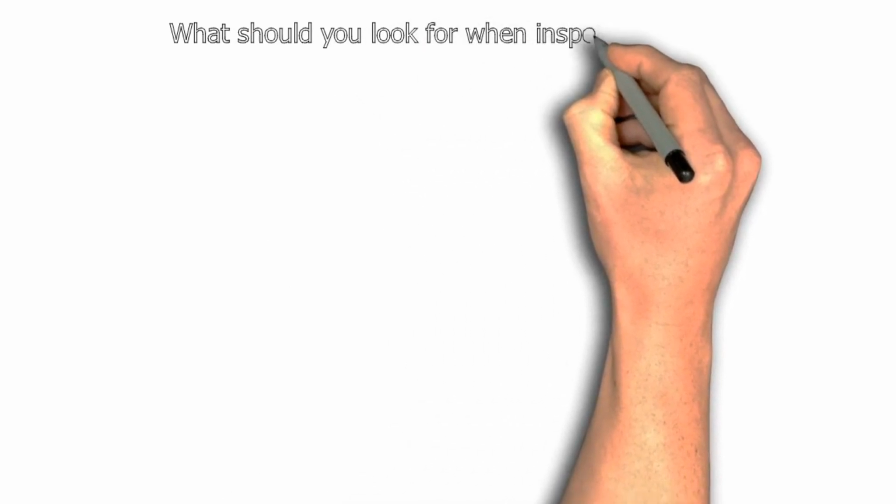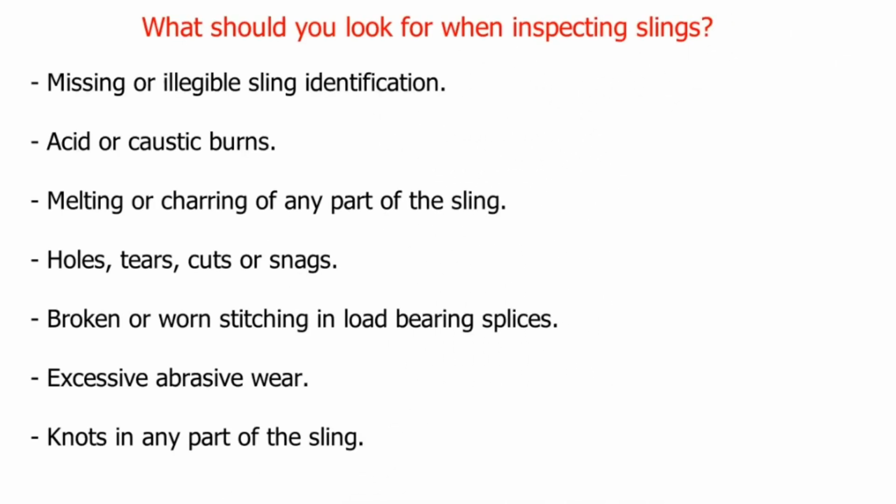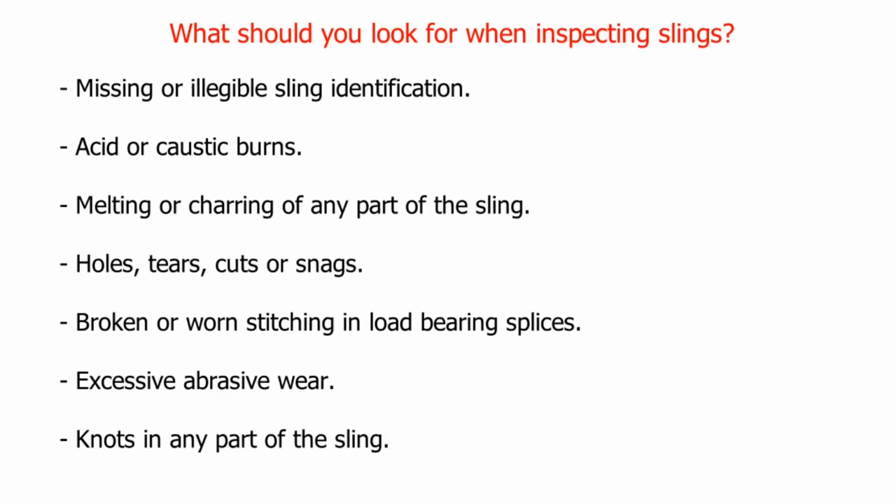What should you look for when inspecting slings? Missing or illegible sling identification. Acid or caustic burns. Melting or charring of any part of the sling. Holes, tears, cuts or snags. Broken or worn stitching in load-bearing splices. Excessive abrasive wear. Knots in any part of the sling.